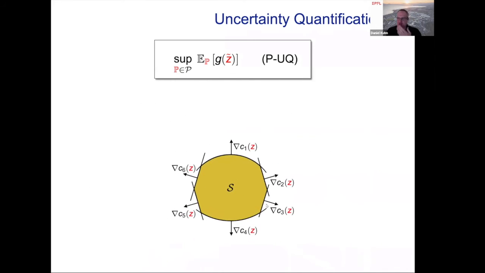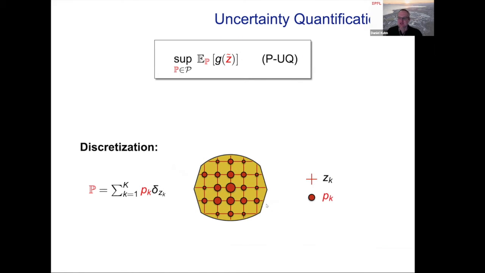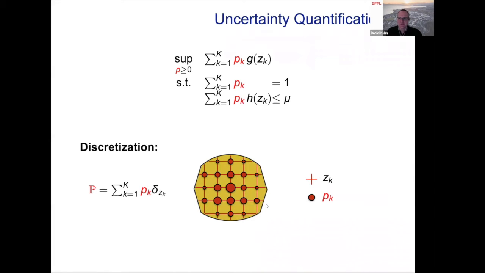So to develop some intuition for the uncertainty quantification problem, let us first discretize the support set S. This could conveniently be done by gridding the Z space and assuming that P is a discrete probability distribution that assigns probabilities Pk only to the grid points Zk within the set S. Now, in this case, the uncertainty quantification problem simplifies to a simple linear program in the non-negative probabilities Pk. Indeed, all expectations just reduce to probability-weighted sums, and here the first constraint enforces that the probabilities are normalized, so they sum up to 1, and the second constraint captures the prescribed moment inequalities.